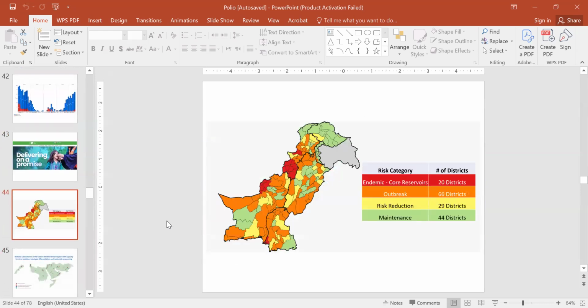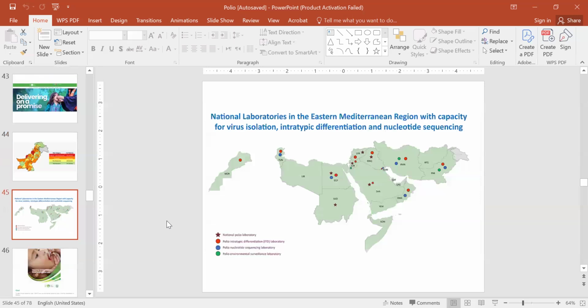Under this program, they have divided the districts into four categories. The first category is endemic or core reservoirs, where the cases are always present in the 12 months. And these are 20 districts. Then there is outbreak. I think this outbreak category means that the sample was positive in the previous 2 to 3 months or something like this. I will confirm it later. These are 66 districts, and risk reduction areas are 29 districts, and maintenance are 44 districts.